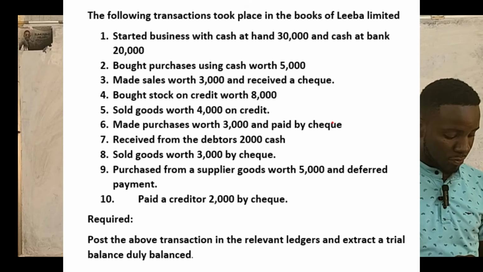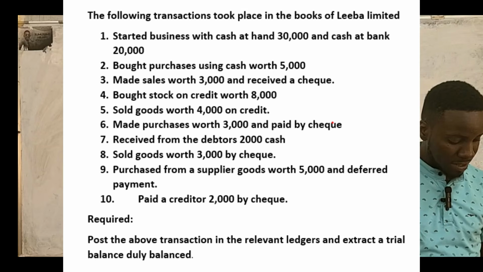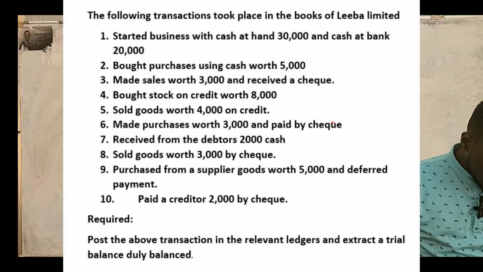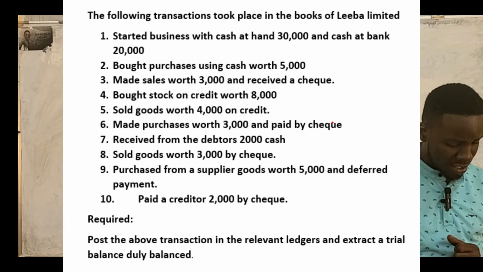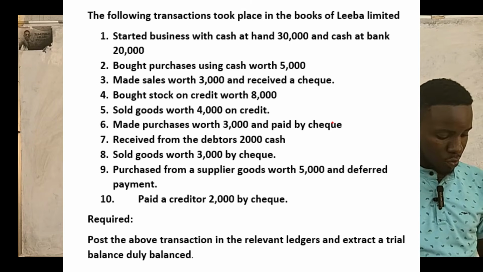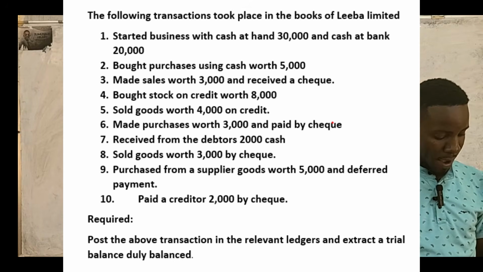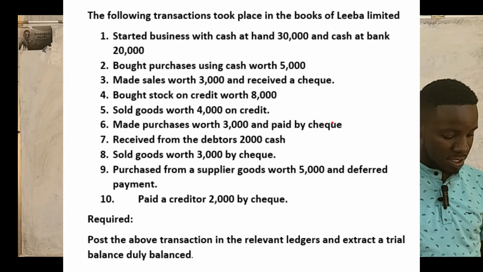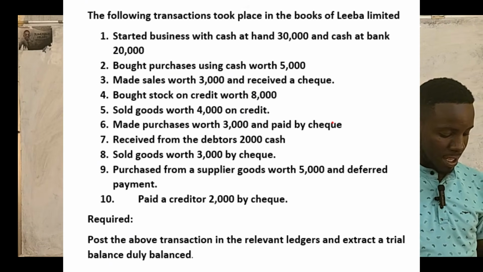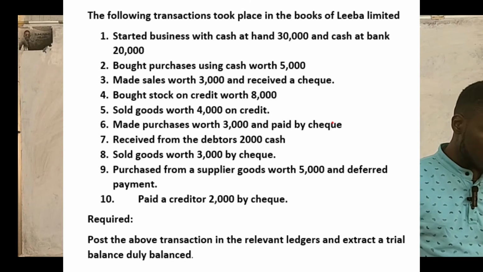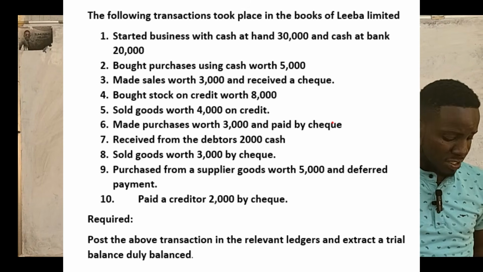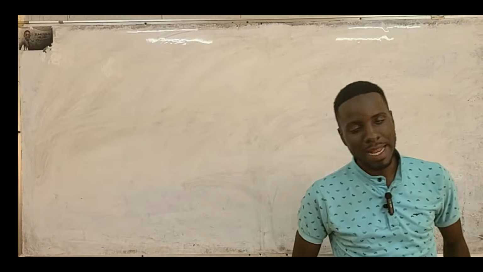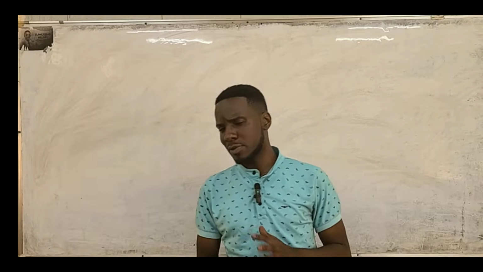Then made purchases worth 3,000 and paid by check. Then they're saying received from the debtors 2,000 cash, sold goods worth 3,000 by cash, purchased from a supplier goods worth 5,000 and deferred payment, then paid the creditor 2,000 by check. Required: post the above transactions in the relevant ledger and extract the trial balance duly balanced. So that's the question that we are going to take.